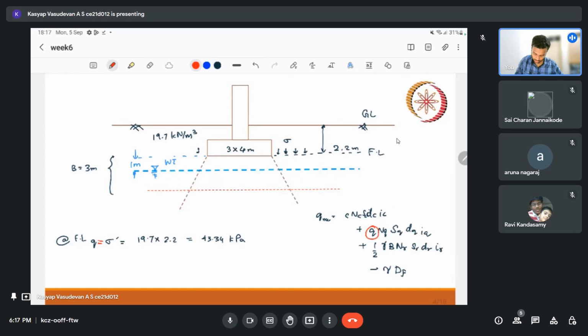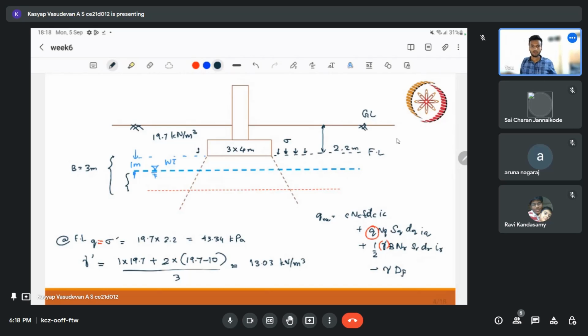So in the third term, we also need a density. That density will be the weighted average of this B level. So in this B level, we have the water table. So above the water table we can take 19.7. I can write the average as 1 into 19.7 plus 2, that is the rest of the depth is 2, so 2 into 19.7 minus 10, that is the submerged unit weight, divided by 3. So the average weight of this gamma is 13.03 kilonewton per meter cube.